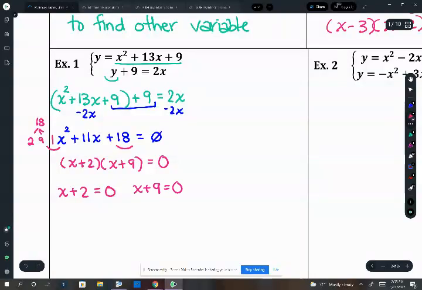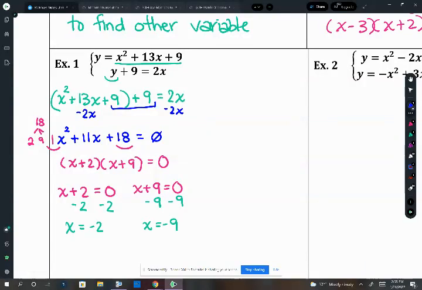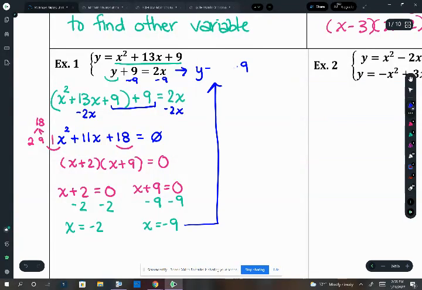And then we're going to solve our equation. So we're going to go subtract 2. So we get x is equal to -2. And then we're going to subtract 9 to get x is equal to -9. And then we're going to take those solutions and we're going to go back up and substitute it into one of our equations. It doesn't matter which one. I'm actually going to do it in the bottom one because the bottom one, I don't have to square anything. So if I rewrite my bottom equation to subtract 9 from both sides, then I get y is equal to 2x minus 9.